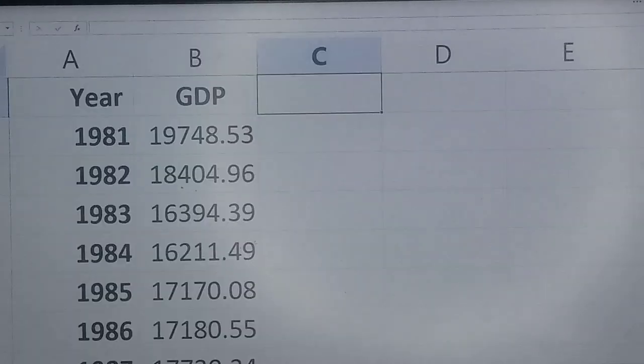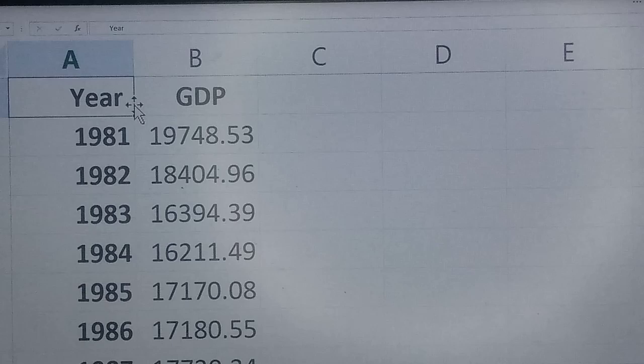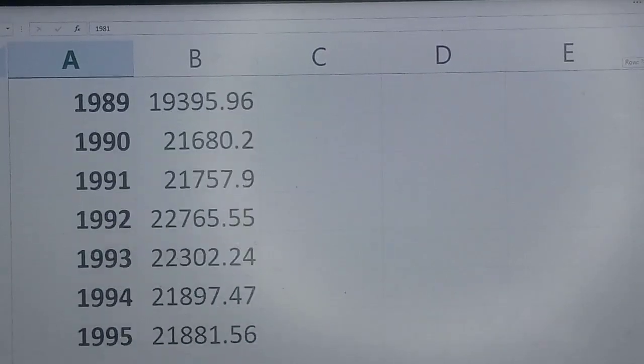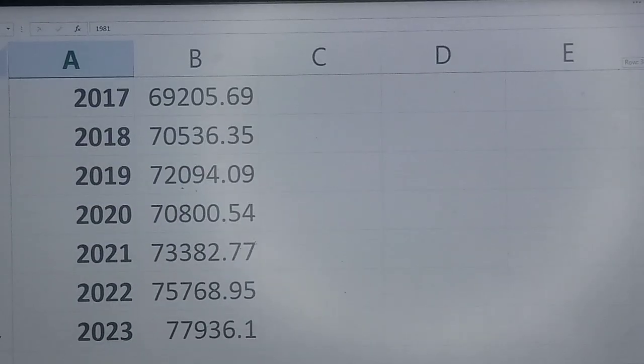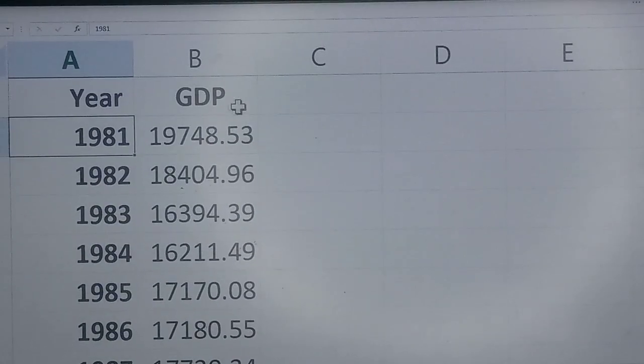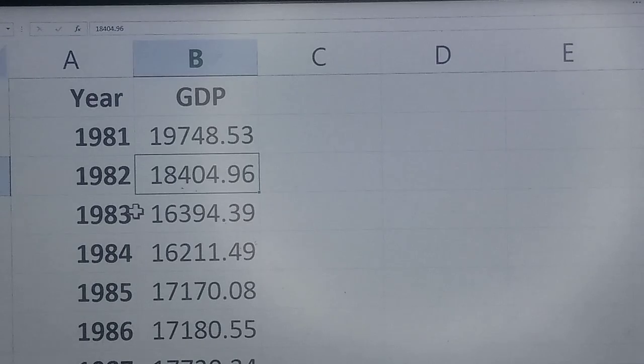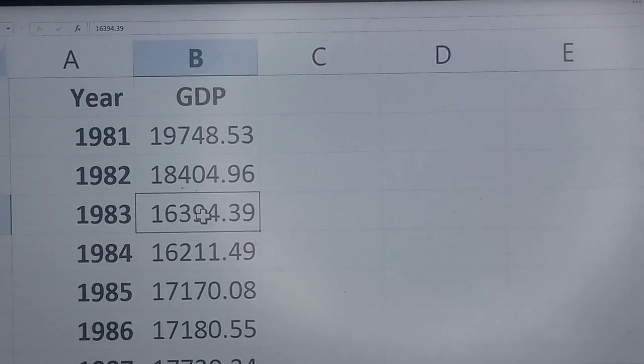So let's quickly demonstrate using raw data. Okay, here there are two things. The first, in column A, is the time from 1981 to 2023. And the second is the variable on which the data is collected over these periods. So in 1981, this is the data for GDP. In 1982, data for GDP. In 1983, this is the data for GDP, in that order.